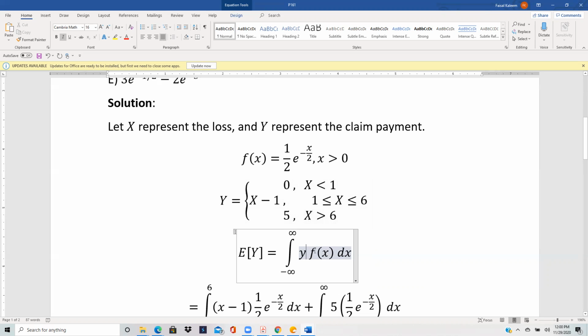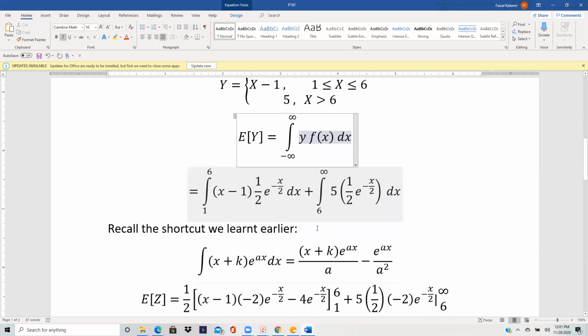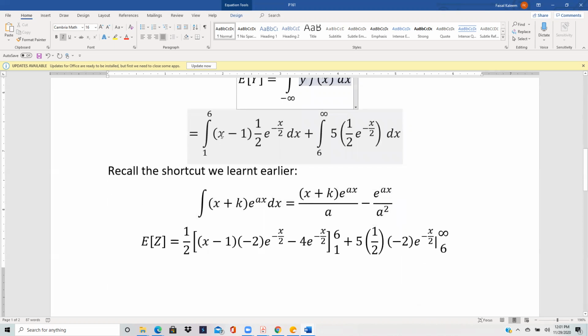So this is right. It's nothing when X is less than 1, and when X is between 1 and 6, Y is X minus 1, and the PDF is half e to the negative x by 2. And then when X is greater than 6, so 6 to infinity, the payment is 5, and the PDF is still the same.